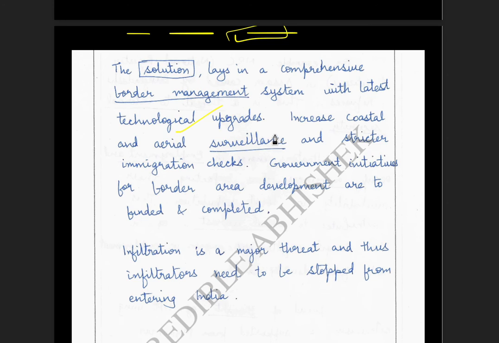With latest technological upgrades, coastal and aerial surveillance, stricter immigration checks, government initiatives, he has written, okay, but government initiatives is something which every aspirant is going to write. So he did not underline this. Why? Because he knows everyone is writing this. I am not doing anything new by writing the words government initiatives. So the examiner is not going to award me extra marks just because he reads the words government initiatives. He is going to award me extra marks for border management system and using the words coastal and aerial surveillance. He will give marks for government initiatives, but that is not going to fetch you the brownie points, which are going to take you to 10 marks out of 20.